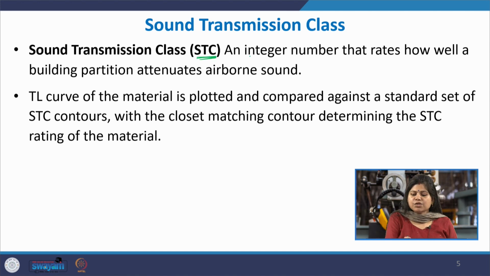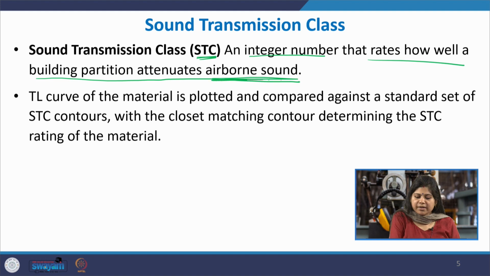It is an integer number that rates how well a building partition attenuates the airborne sound. Just remember that it is typically used to find out how it is attenuating or reducing the airborne sound. The structure borne sound is not taken into consideration here.